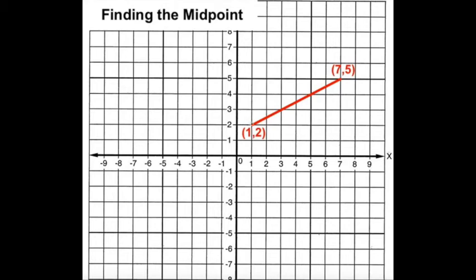Finding the midpoint of a line segment is easy when you're given the graph. All you have to do is find the middle of the x-coordinates and the middle of the y-coordinates. To make it easier, I'm going to draw this triangle between the two coordinates, like that. Now, when we look at the horizontal part, that'll show you the difference between the x-coordinates.